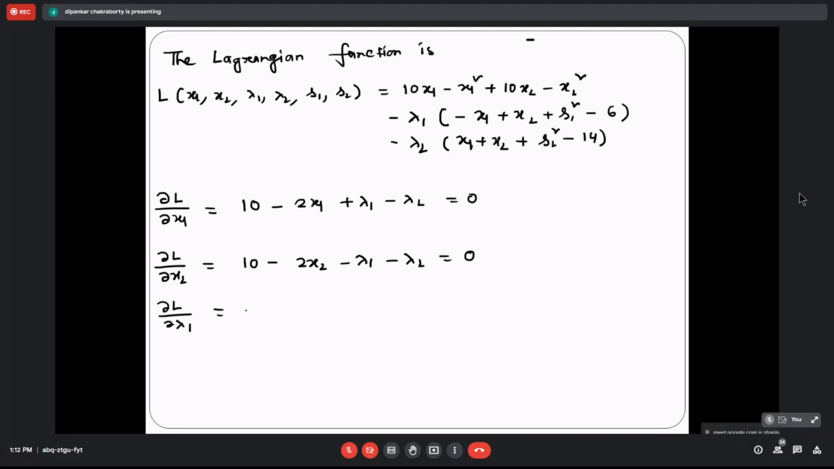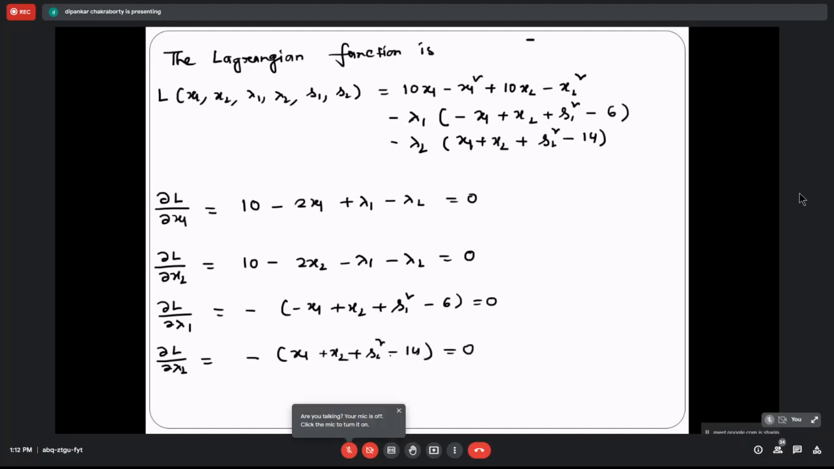What is that? Minus of minus x1 plus x2 plus s1 square minus 6 is equal to 0. This is your first constraint. Second is the partial derivative with respect to lambda 2. What is that? Minus of x1 plus x2 plus s2 square minus 14 is equal to 0. Okay. And next we are going to take the partial derivative with respect to s1 and s2.